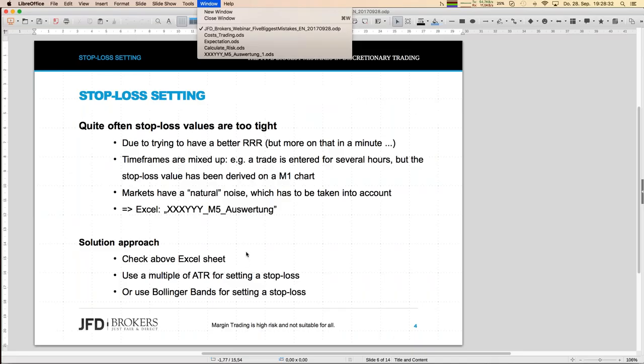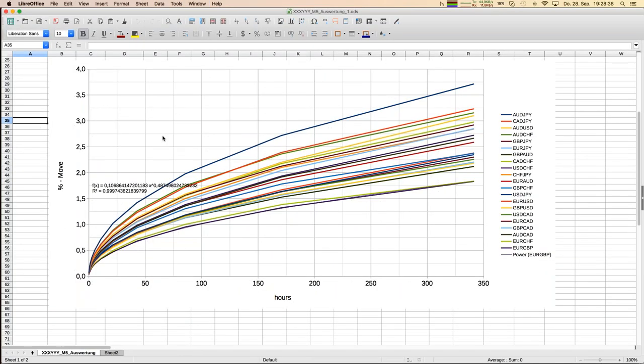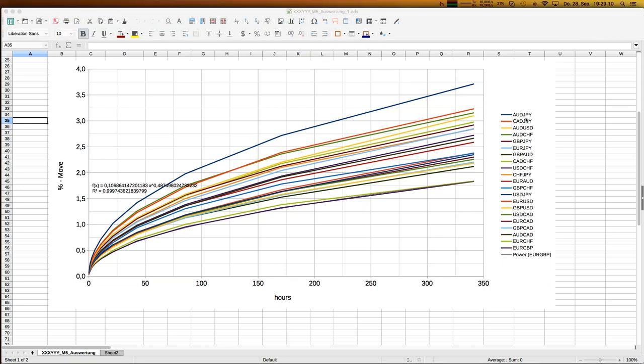The good thing is we can help ourselves. Two possibilities. One is something we have looked at already in previous webinars, that kind of curves or that kind of analysis. What I have calculated for the last 14 years is the average move of an underlying in whatever direction, long or short, after a specific time. So, how to read that chart? Let's simply go here for Australian dollar, Japanese yen.